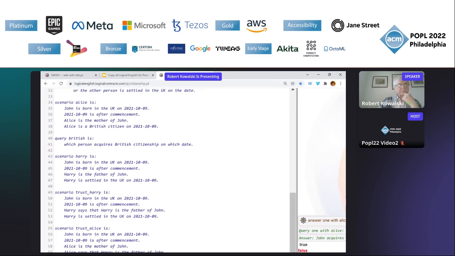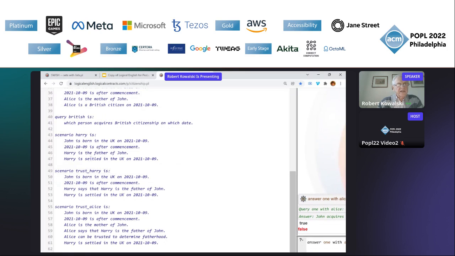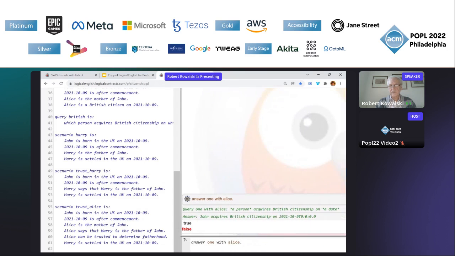For example, suppose in scenario Harry, John is still born on this date, still after commencement, but this time we're interested in Harry, who is the father of John, and Harry is settled in the United Kingdom. Well, you can imagine John now obtains citizenship through the fact that his father is settled in the United Kingdom. But suppose we don't know for sure that Harry is the father of John, but rather Harry simply claims to be the father of John. And Harry is settled in the United Kingdom, and if you can believe Harry, then everything is going to work just fine. So let's try that and see what happens.